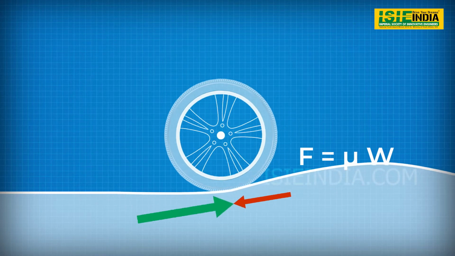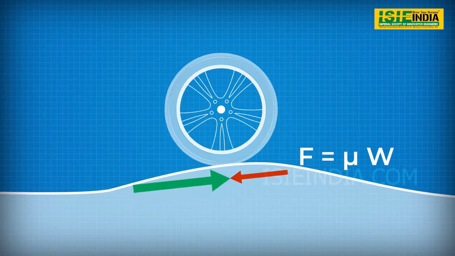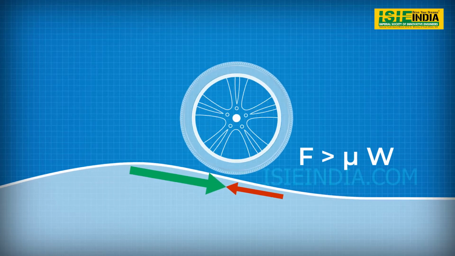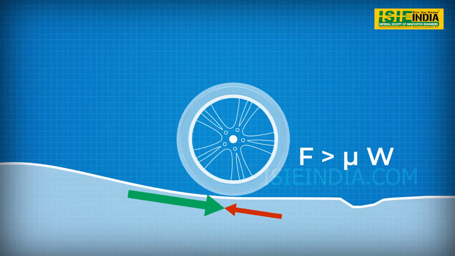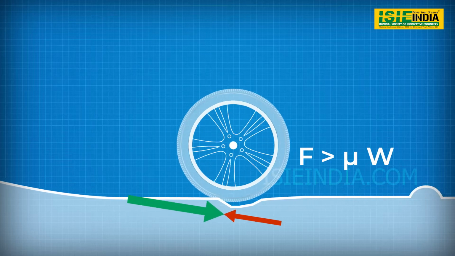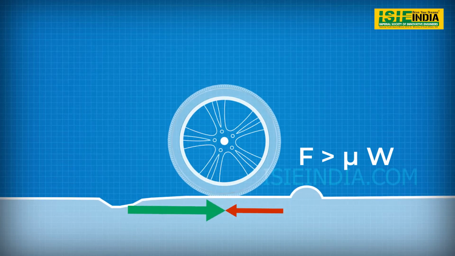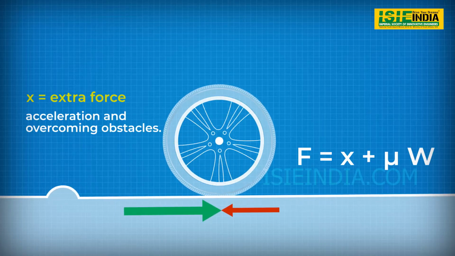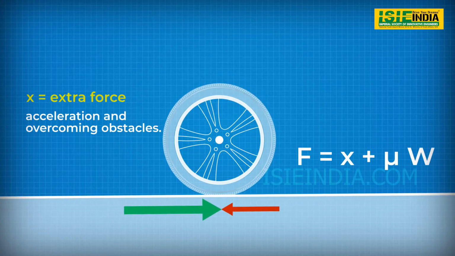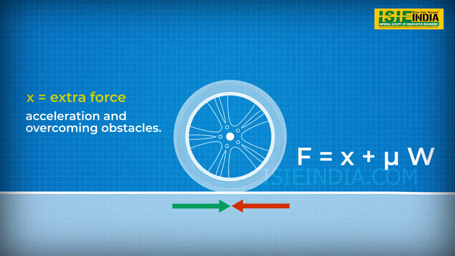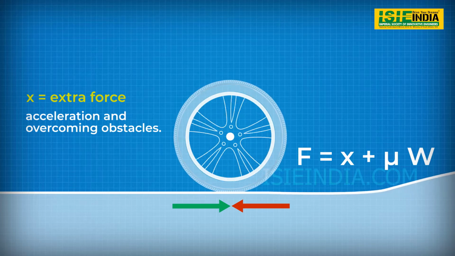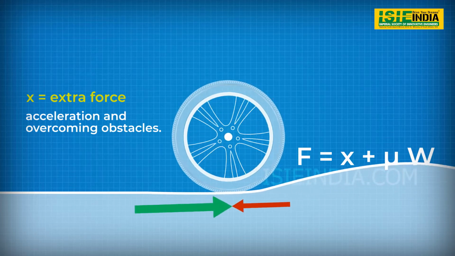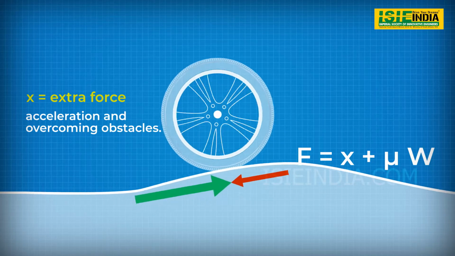Now as we know, the ground is not flat, there are elevation changes, obstacles, holes, etc. on the surface. To overcome these unforeseen obstacles, we usually provide a force greater in magnitude than the opposing force on the wheel. Thus, F is greater than mu W. Or we can also say F is equal to x plus mu W, where x is the extra amount of force delivered to the wheel. This force would result in overcoming obstacles or acceleration of the wheel.